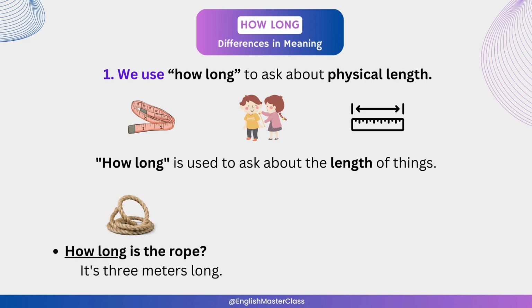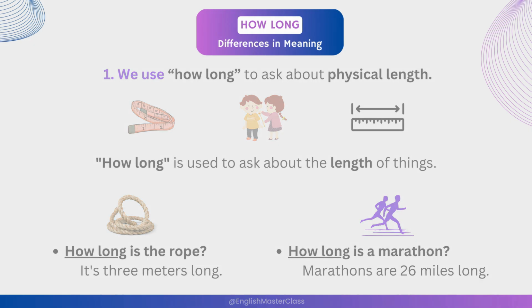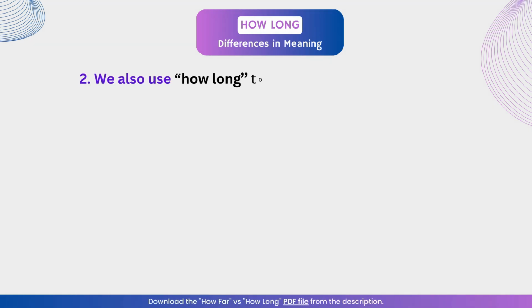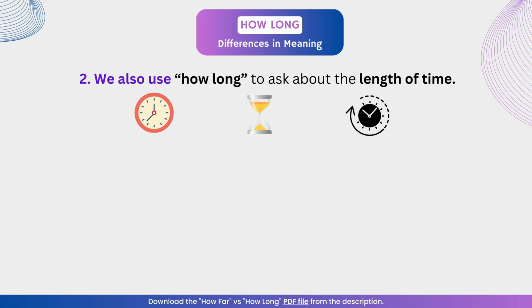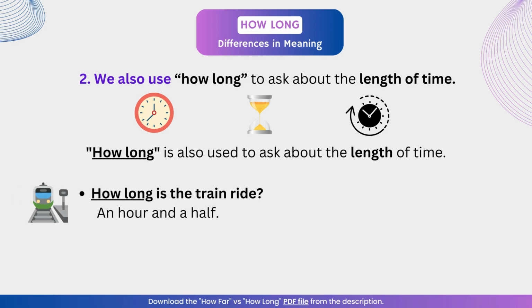How long is the rope? It's 3 meters long. How long is a marathon? Marathons are 26 miles long. We also use how long to ask about the length of time. How long is also used to ask about the length of time. How long is the train ride? An hour and a half.